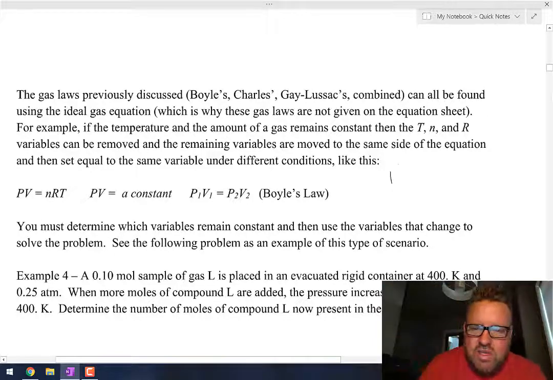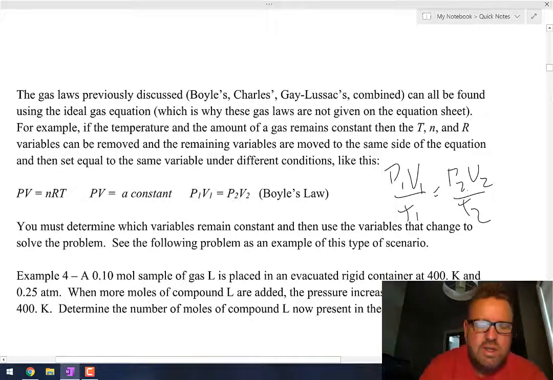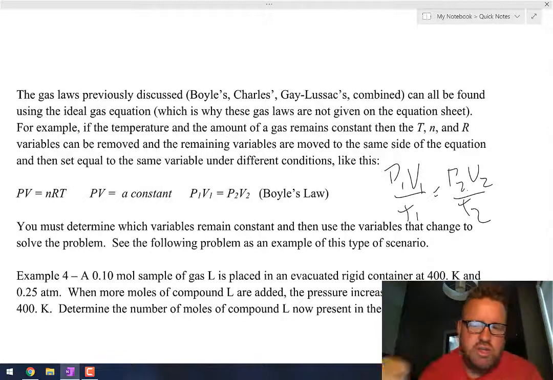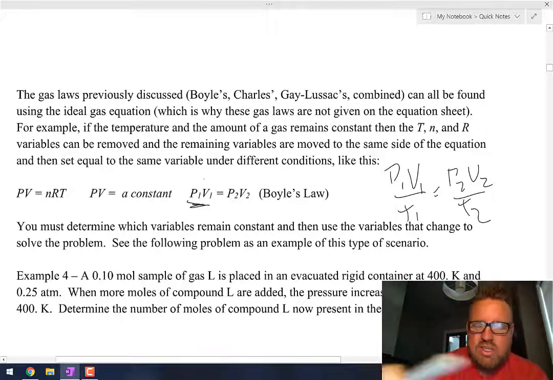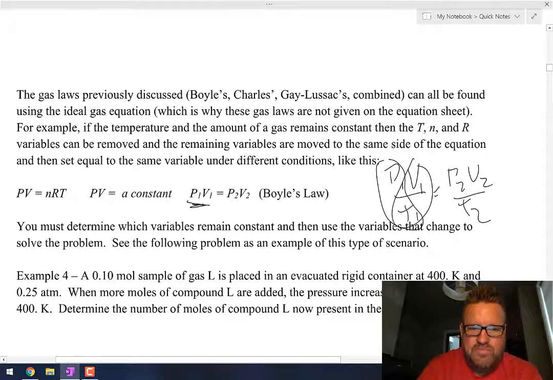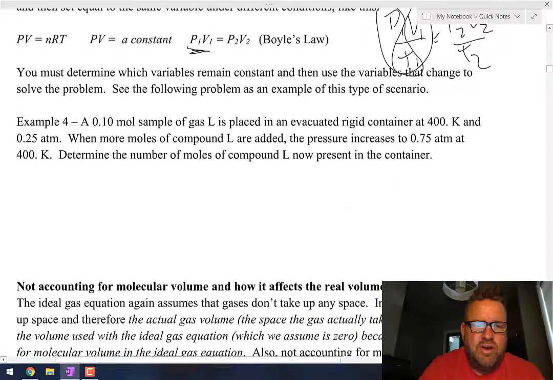You have to use some form of the combined gas law. So when something is constant, like R, but some other things are changing, temperature's changing, volume's changing, pressure's changing, that means those are the things you can remove, and the only things that are changing in this case are the pressure and the volume, or the pressure and the temperature, or the volume and the temperature. So let's look at an example of this scenario.